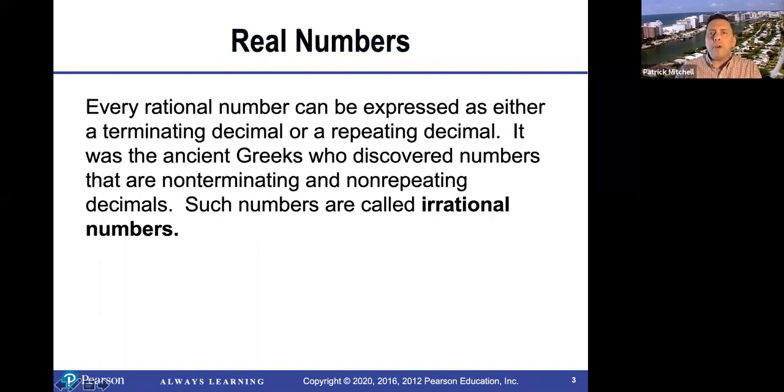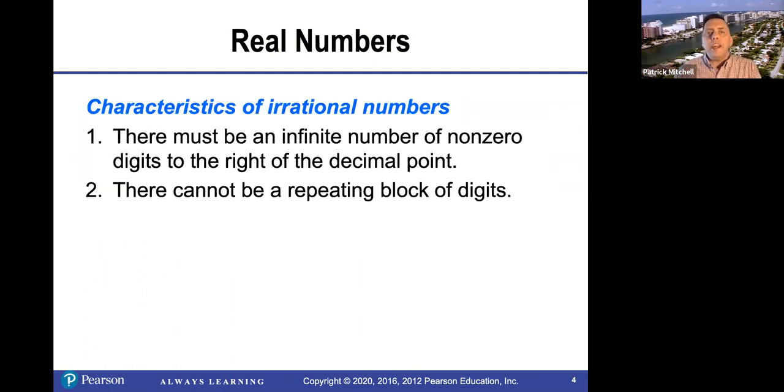Every rational number can be expressed as either a terminating decimal or a repeating decimal. It was the ancient Greeks who discovered numbers that are non-terminating and non-repeating decimals. Such numbers are called irrational numbers. Characteristics of irrational numbers: there must be an infinite number of non-zero digits to the right of the decimal point, and there cannot be a repeating block of digits.